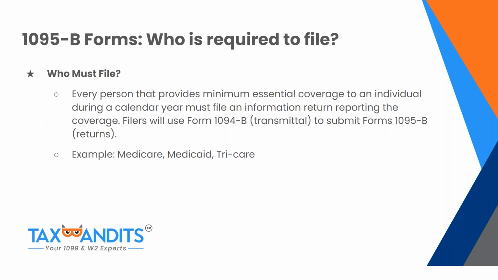For 1095-B forms, who's required to file is every person that provides minimum essential coverage to an individual during a calendar year must file an information return reporting the coverage. You will have to file a 1094-B and a 1095-B form for all your employees. An example of who would need to file this is Medicare, Medicaid, TRICARE, and any other insurance company.